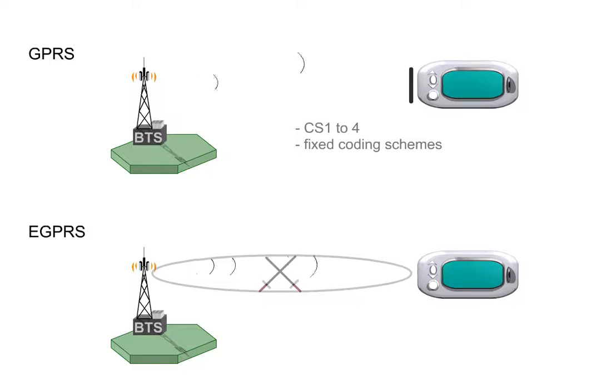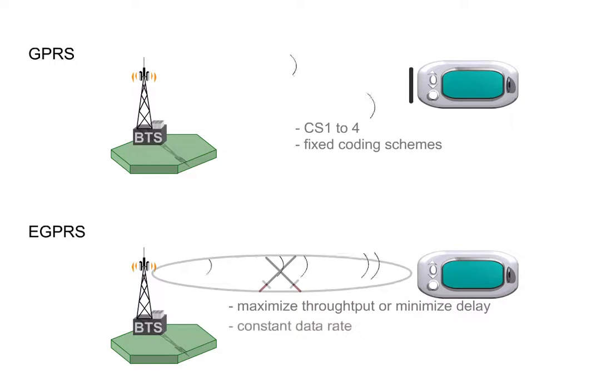Twice as many time slots can be allocated if the bit rate per time slot is reduced by 50% for a better protection of the signal. Thus, link adaptation tries to maximize throughput or minimize delay. This helps to ensure the constant data rate for real-time services, which have to be guaranteed by vendor-specific enhancements.